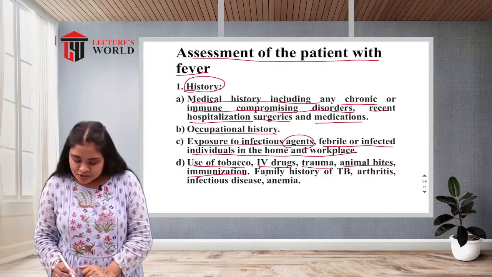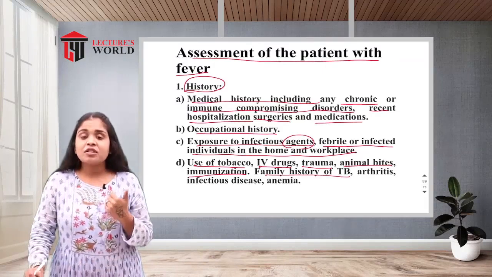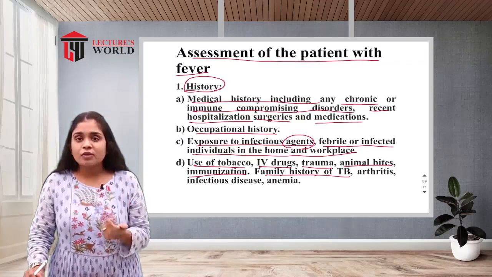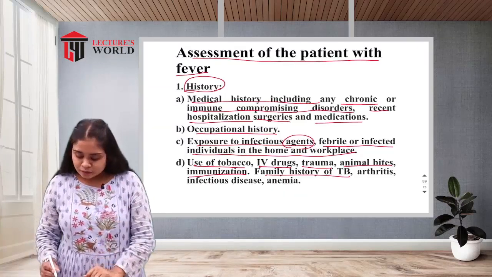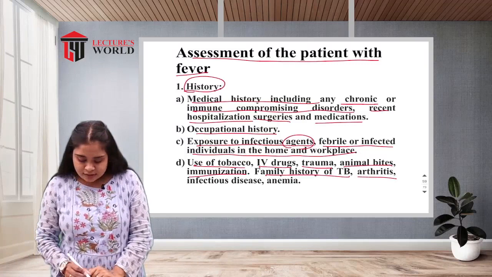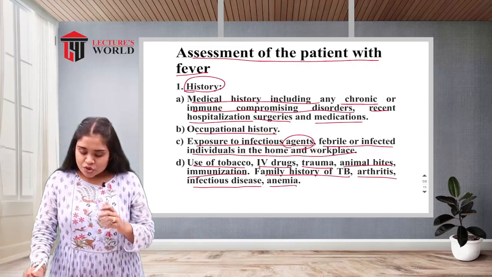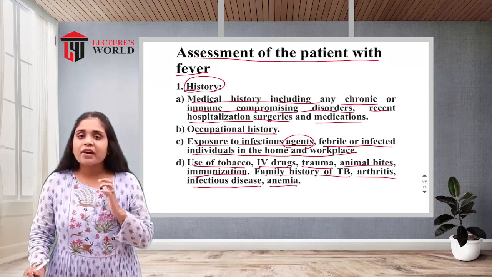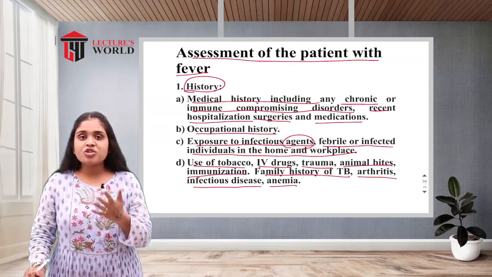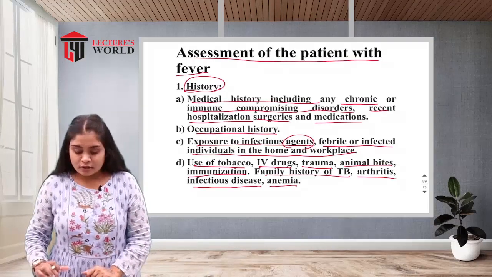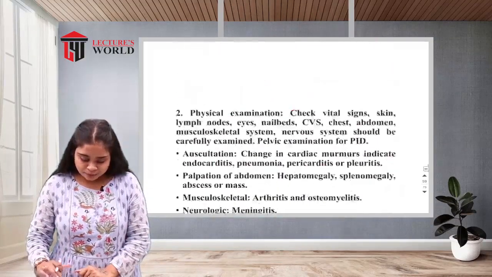Then family history of TB. If any family member of the patient has tuberculosis, make sure you are taking the history. Then arthritis, then infectious disease and anemia. So these are all the histories which you have to take in detail, and make sure you are asking for all the details when you are doing the assessment of the patient.